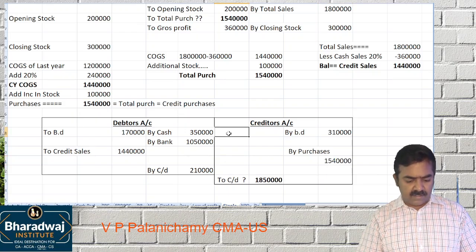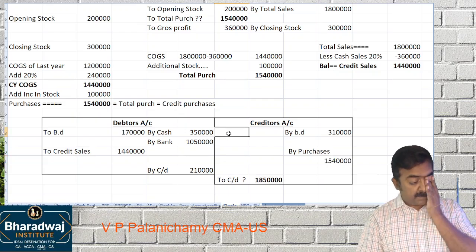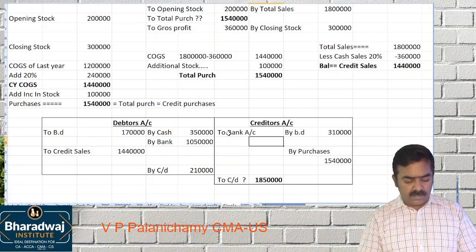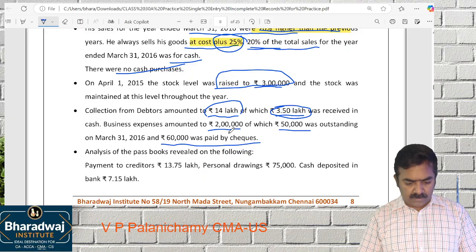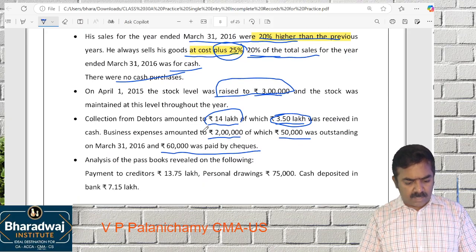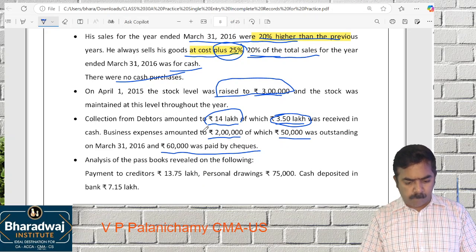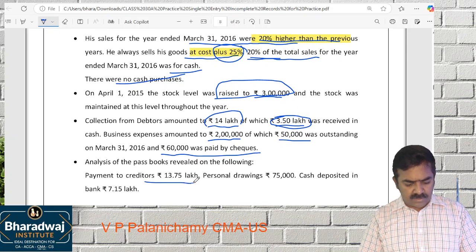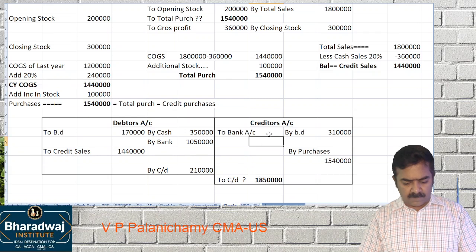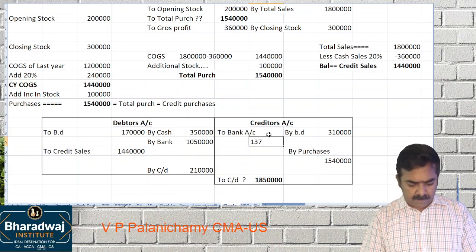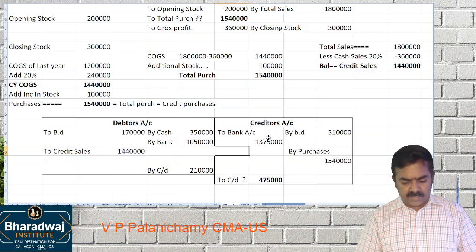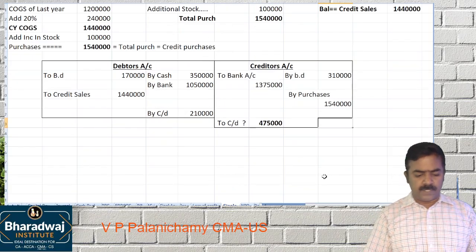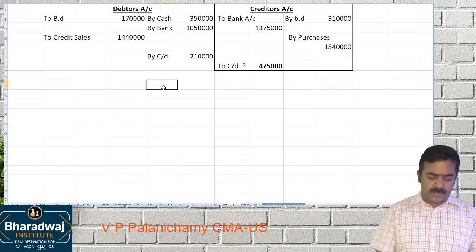15 lakh 40. How much cash is paid or paid by cheque to the bank account? How much is paid? How much is paid to them? Look at this, 13 lakh 75,000. As a balancing figure, we get closing balance. That is your debtors account and creditors account.